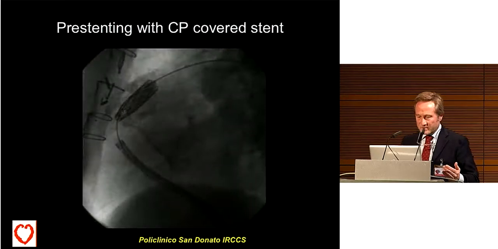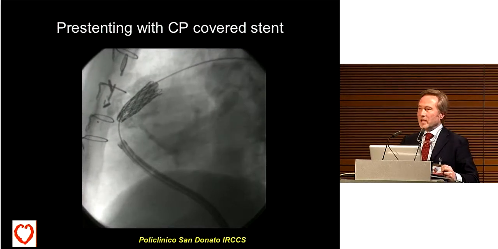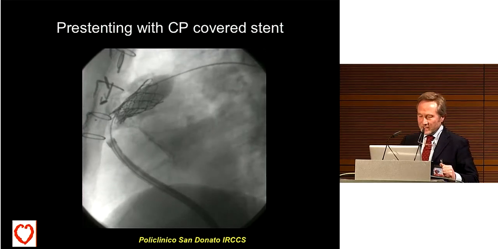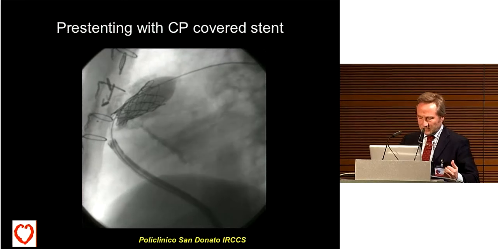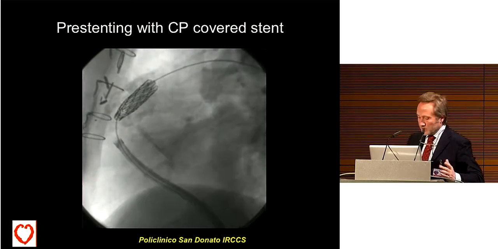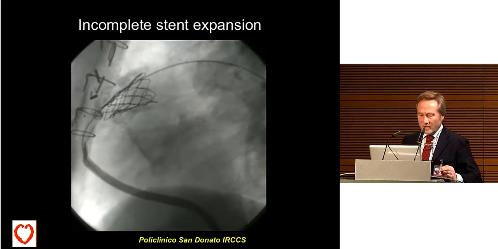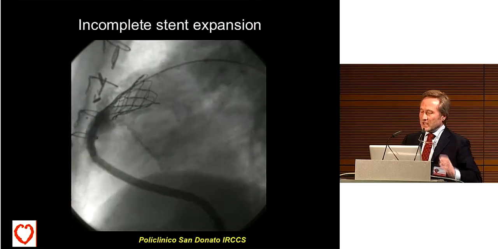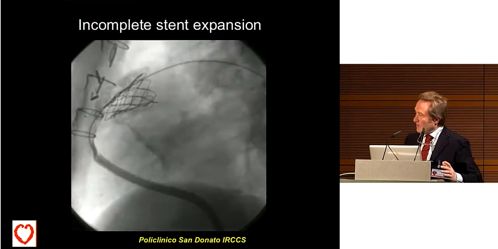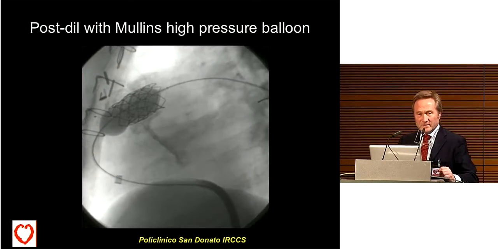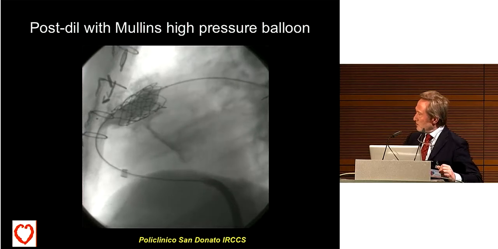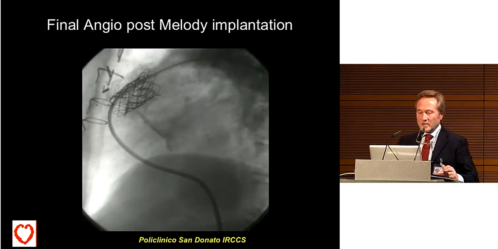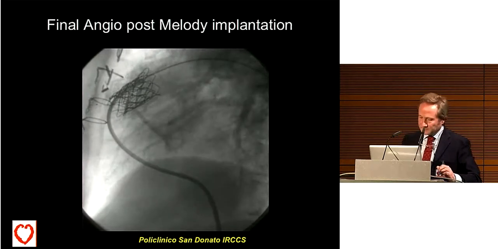Well, what to do with this? The decision was to pre-stent this conduit with the covered stent. You see the balloon is inflating, but the stent is not fully expanded. There was a tight stenosis, of course, here. However, looking at this incomplete stent expansion, but taking into account that this is a covered stent, we could post-dilate the stent with a high-pressure balloon, achieving a substantial increase in the diameter of the stent and eventually implanted the Melody successfully.